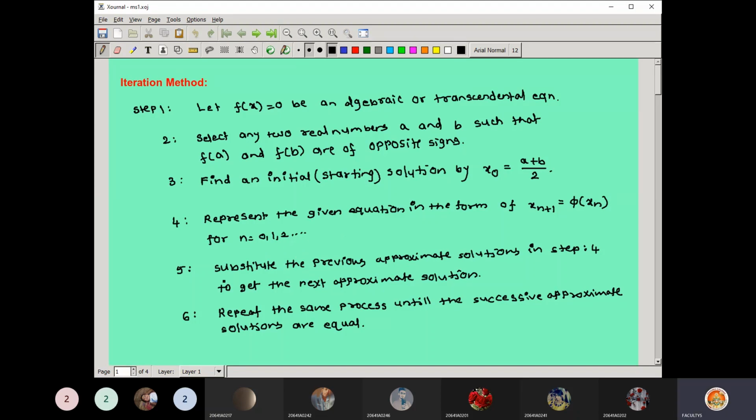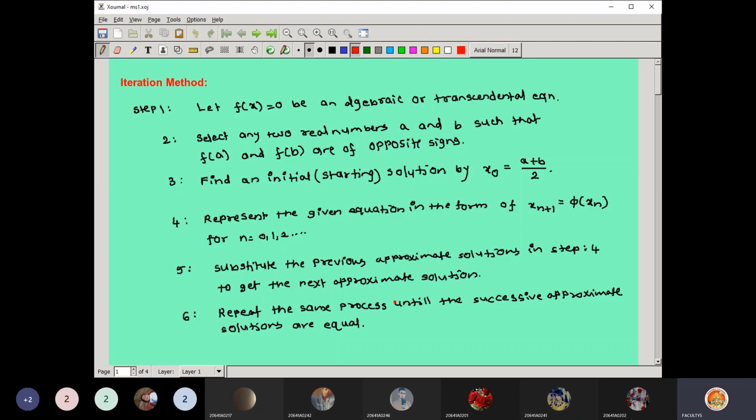Step number 5. Substitute the previous approximate solutions in step number 4 to get the next approximate solution. In step 4, whatever we calculated previously, we keep substituting one by one.